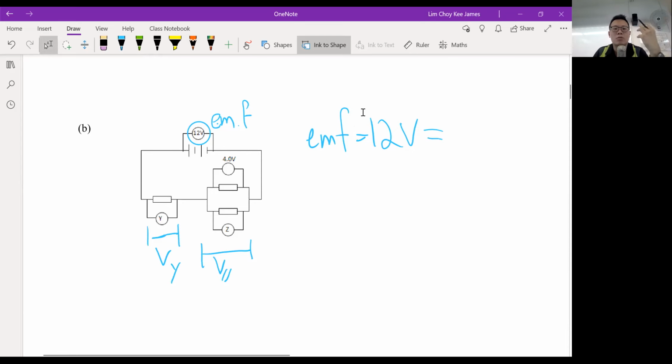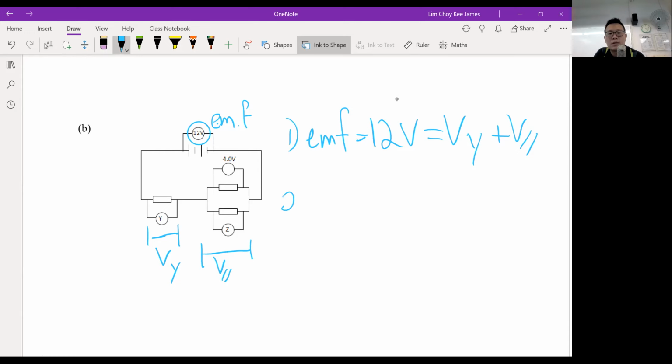He's the source of your circuit. He will power up these two segments. So I can safely say that Vy plus V parallel will be equal to the potential difference of the battery itself, which is your EMF. Okay, and this is the first equation that you have.